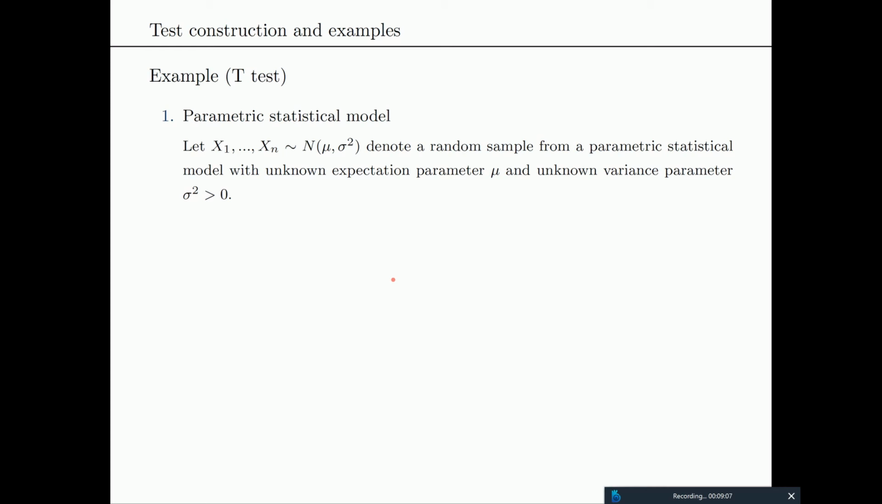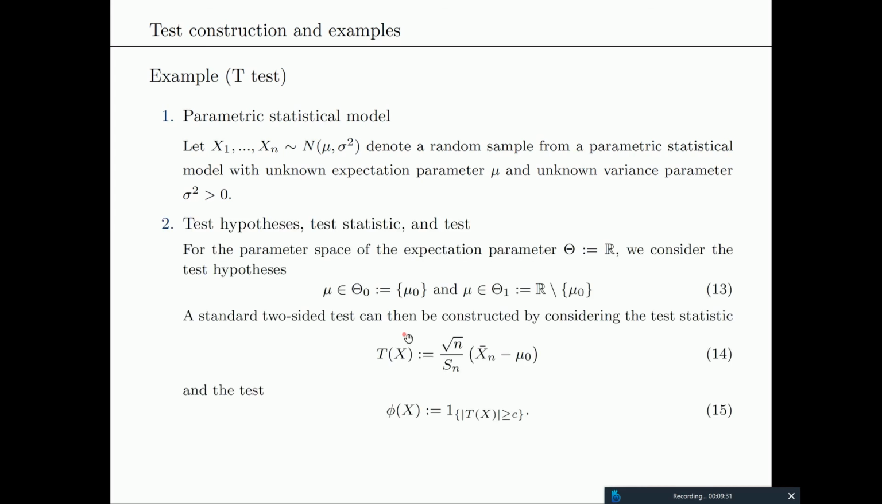Now, starting with the t-test. The parametric statistical model behind a t-test is the following. We assume that we have n data points which are independently and identically distributed according to a normal distribution with unknown expectation parameter and unknown variance parameter, mu and sigma squared. And that's the statistical model. So we have set up the statistical model. That's the first step in test construction. Then we have to set up the test hypothesis, the test statistic, and the test.